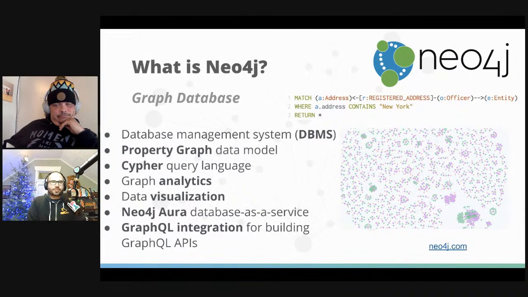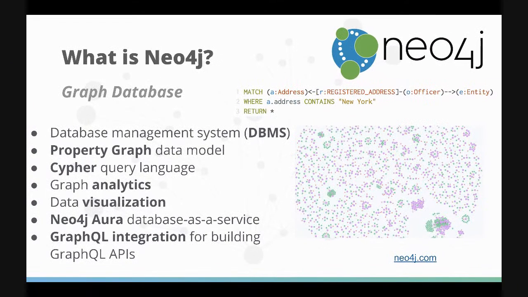So we draw these sort of ASCII art notation graph patterns. And you can see here in the example, we're saying match on an address node. So the parentheses indicate a node. And then you can see we have this incoming registered address relationship that we're drawing as an arrow. So that pattern says find an address where the address property contains New York, and then traverse out to find officers that have a registered address in New York. And then from those officers, find the entities that they're connected to.